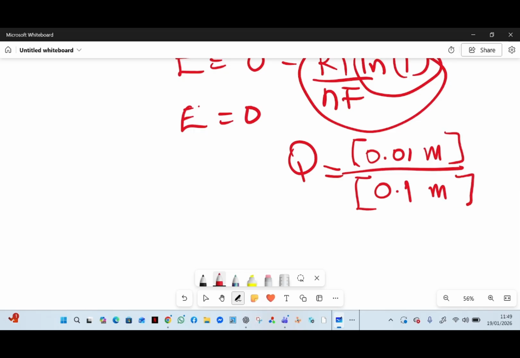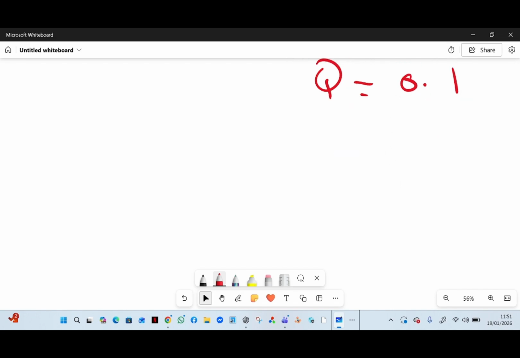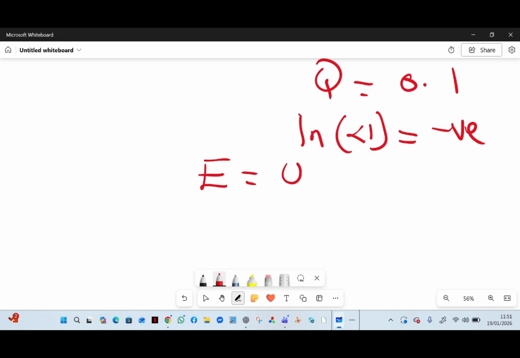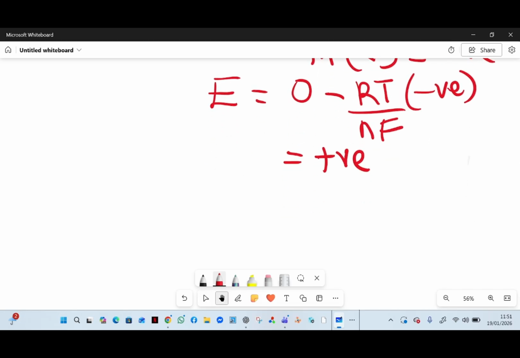And then let's find Q. Now we already know that when you take ln of a number less than 1, you get a negative value. And so E will become equal to 0 minus RT over NF times ln Q, which is a negative value, giving us a positive cell potential, and then work is done.